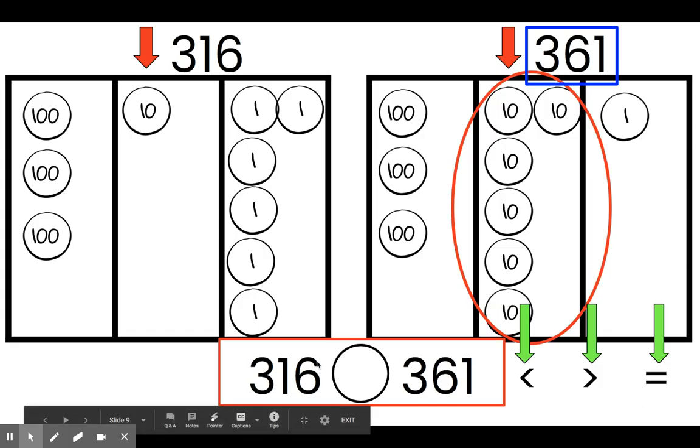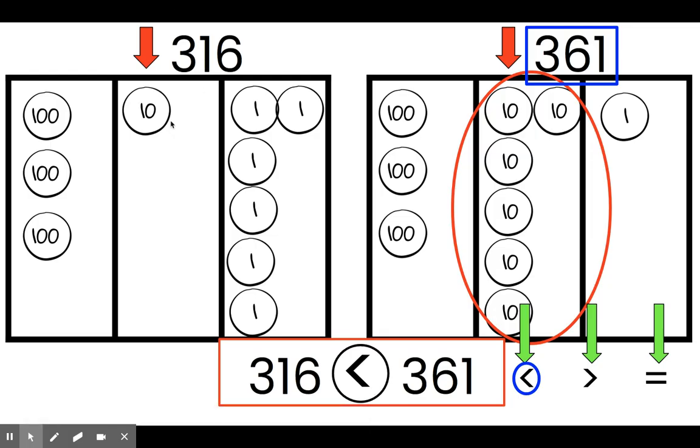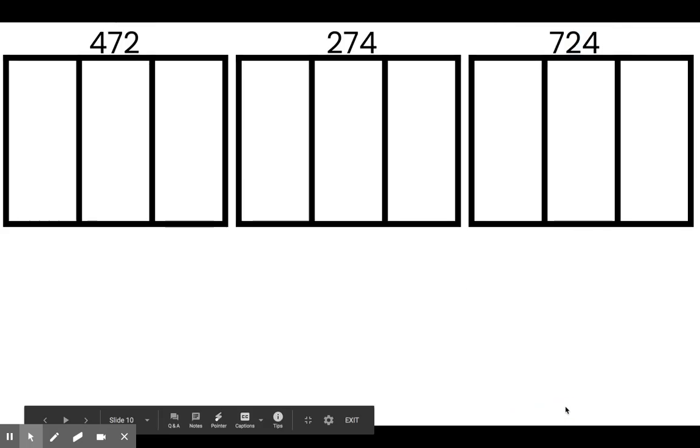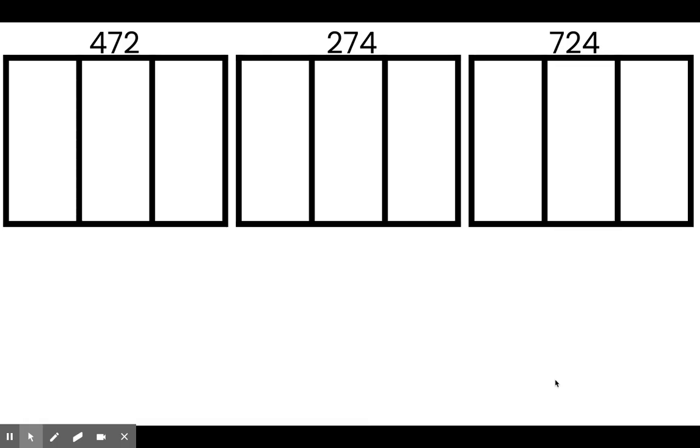Okay, here we go. 316, is it less than 361? 316 is greater than 361, or 316 is equal to 361? If you chose less than, you're correct. You should have used the symbol less than. Remember, 316 has less or fewer groups of 10 than 361. That means that it has a smaller value. It's less than 361.